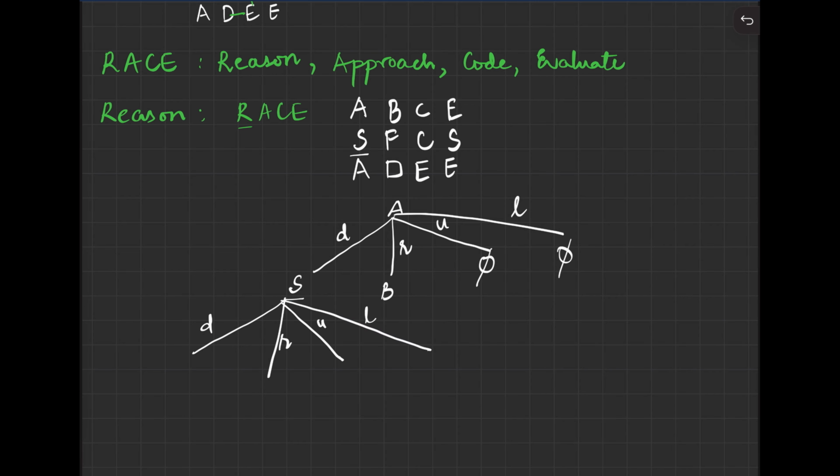So from S, if I go down, I see another A. If I go right, F is to the right of S. If I go up, I see A, and to the left, we have nothing. Now please notice here, when we go up from A, this is the A that we came from. So this is the same A that we have already seen in the past. So we cannot go back here.